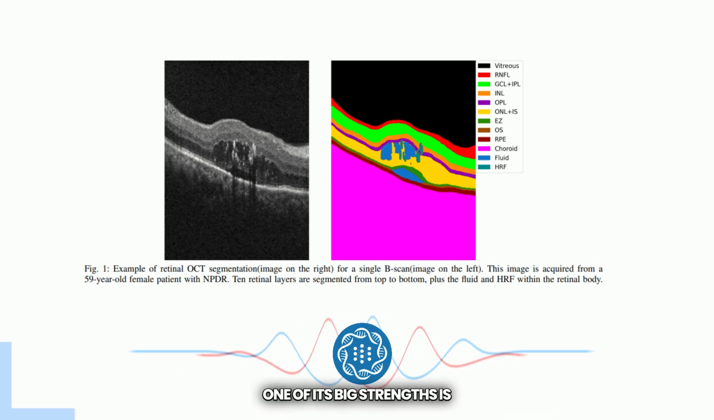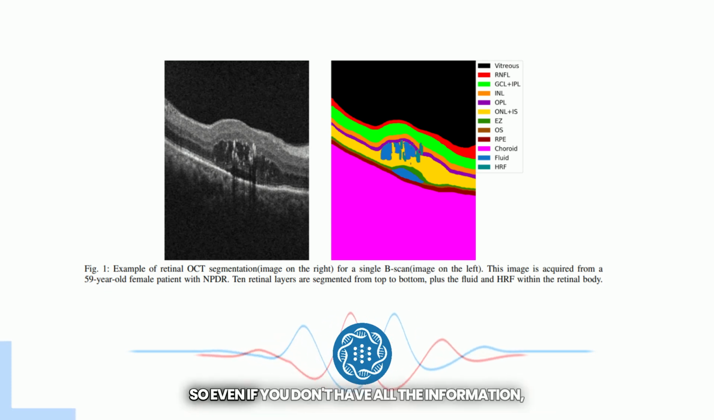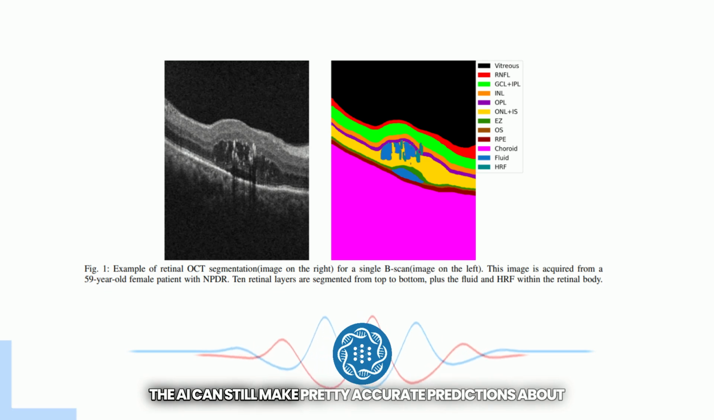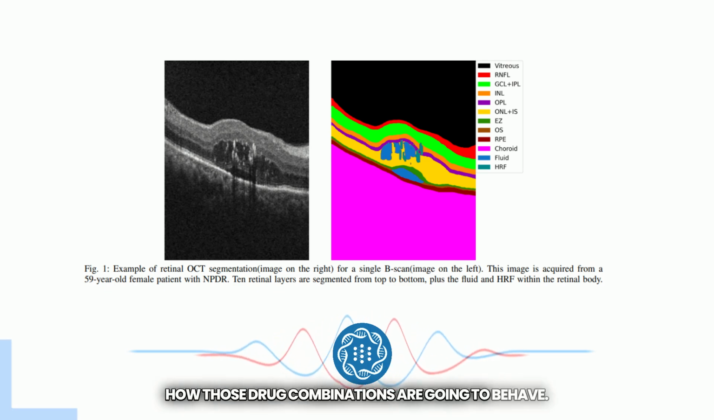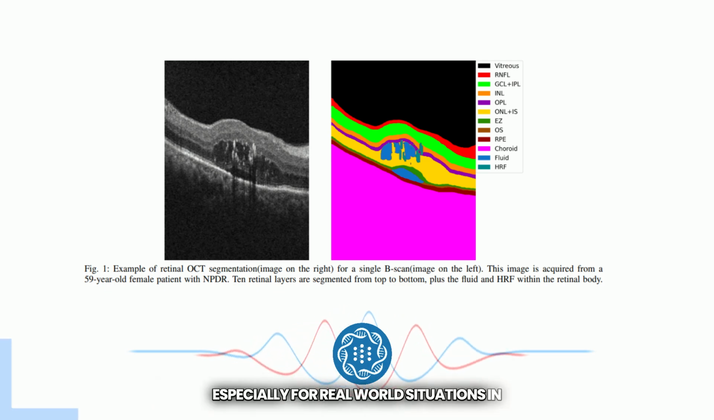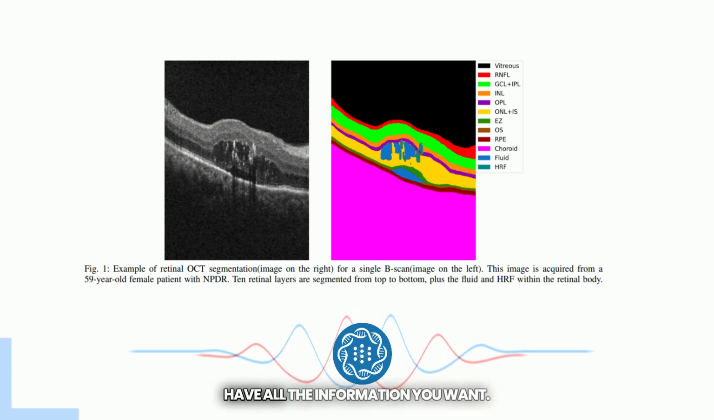One of its big strengths is its ability to handle missing data. So even if you don't have all the information, the AI can still make pretty accurate predictions about how those drug combinations are going to behave. That's huge, especially for real-world situations. In a clinical setting, you don't always have all the information you want.